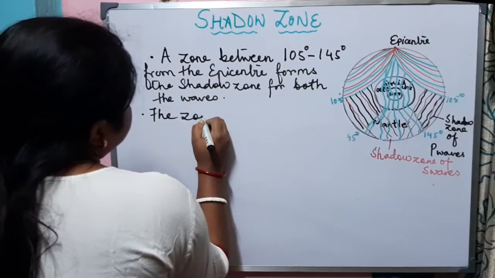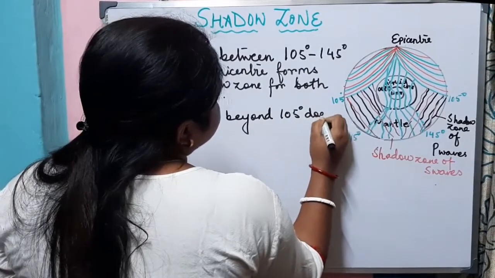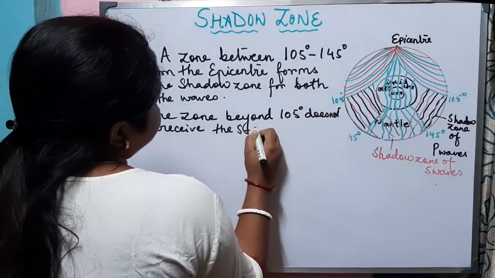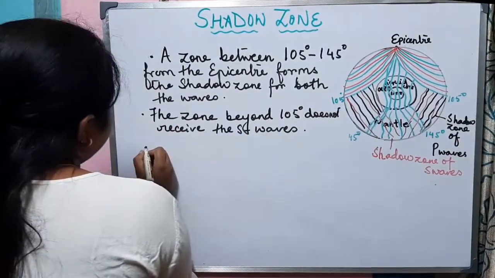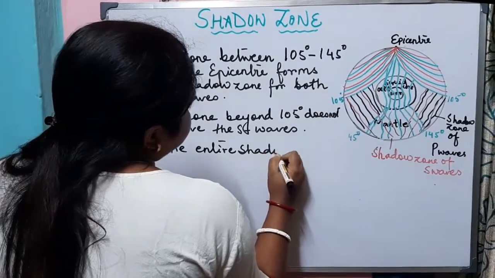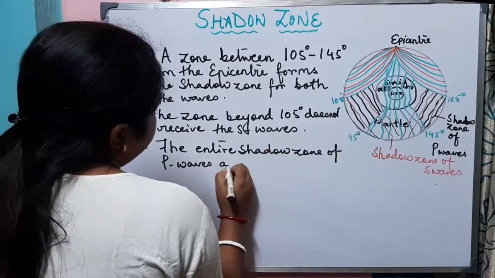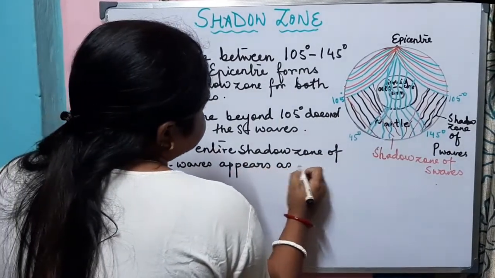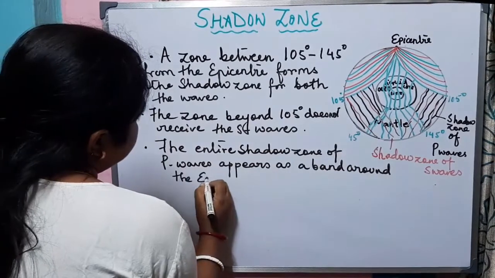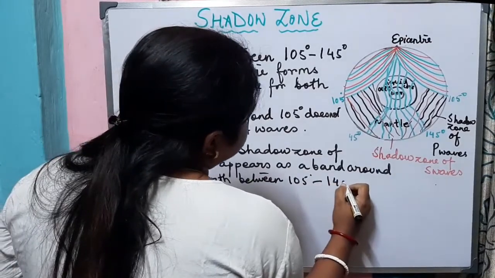The zone beyond 105 degree does not receive the S waves, and the entire shadow zone of P waves appears as a band around the earth between 105 degree to 145 degree.